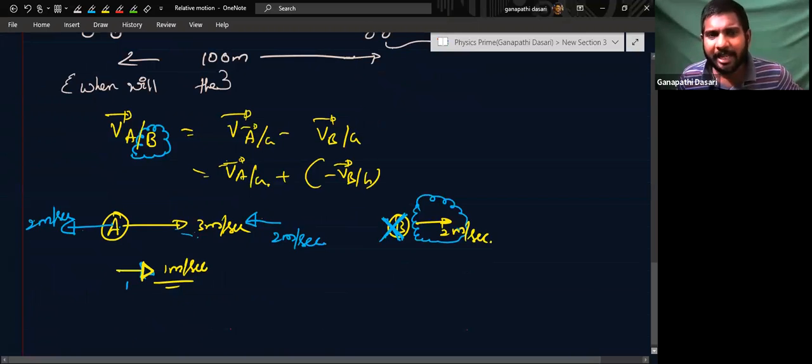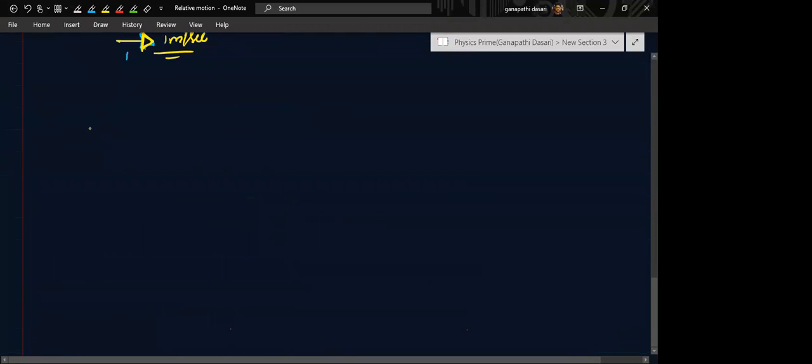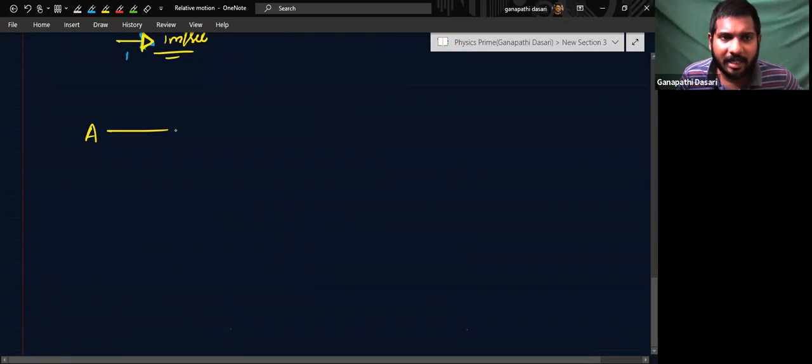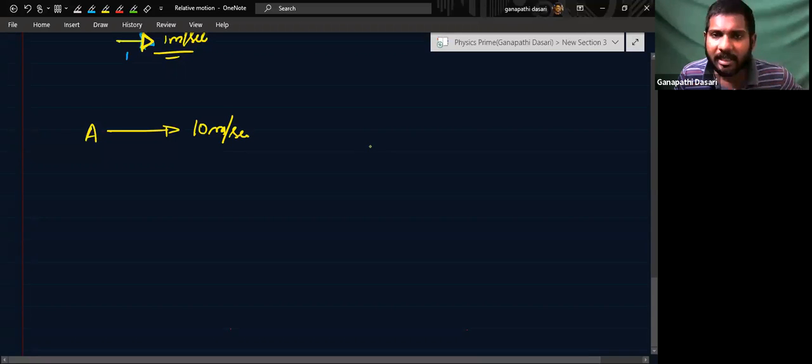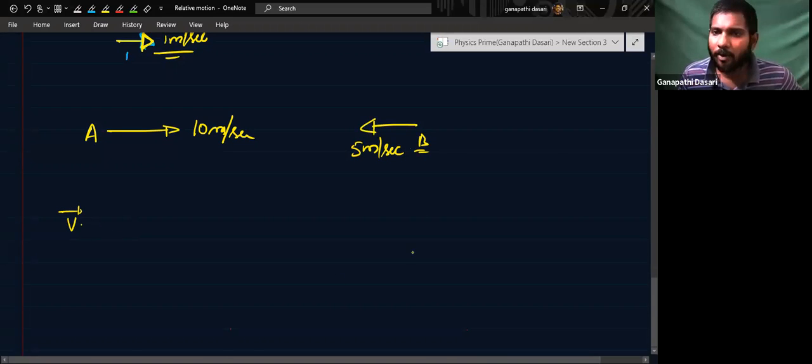By using the same technique, you find out this. Suppose A is moving in the right side direction with a velocity of 10 meters per second, and B is moving in the left side direction with a velocity of 5 meters per second. Find out the velocity of A with respect to B, and another question also: the velocity of B with respect to A. You just try to solve it, okay?